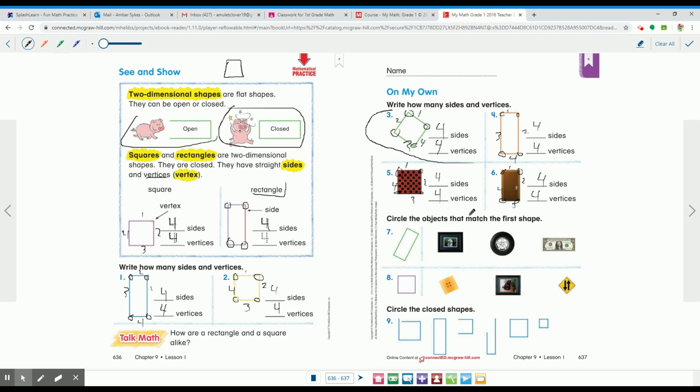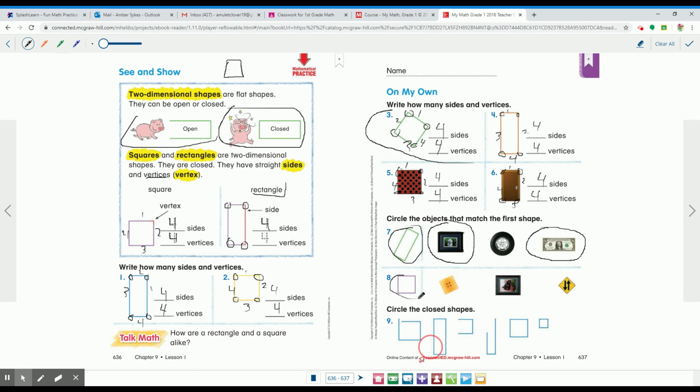Circle the objects that match the first shape. So here's the first shape. It's a rectangle. Circle the objects that are a rectangle. So here's a rectangle. And I think this one, let's see, this one is about this long. It's just a touch longer than it is short. I think I'd count this as a rectangle still, guys.